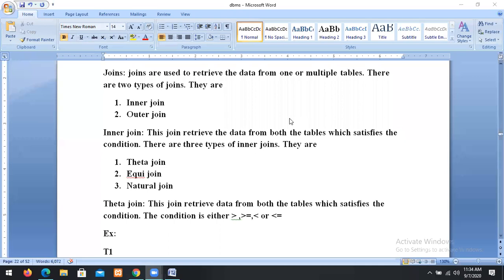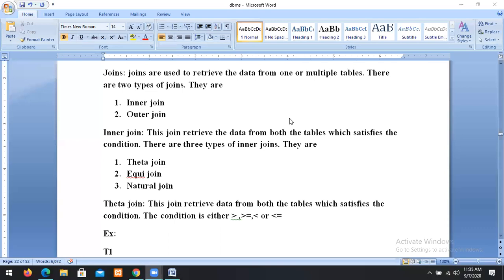This topic is joins. What is a join? What are the different types of joins? First we'll go for joins. Joins are used to retrieve the data from one or more tables. Suppose it is one table or multiple tables, to retrieve the data from one or more tables, we use joins.